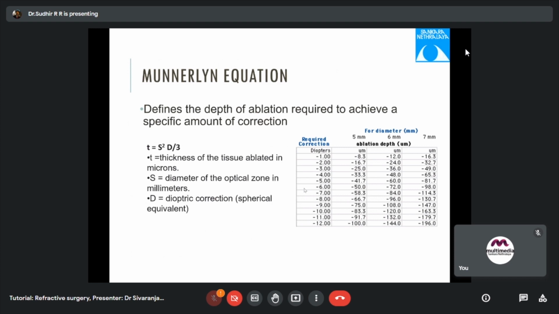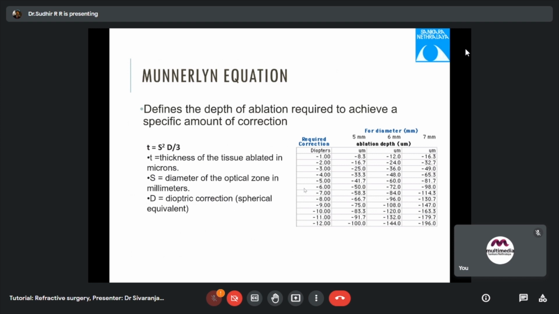Then the ablation zone, and there is something else in between: the transition zone. We can't make the entire cornea flat, and we can't make the entire cornea steep. So we need to have a transition so that it is smooth, so that no undue aberrations are caused. Depending on the zone, the amount of ablation varies. So this is the formula that they use to know how much the ablation is.